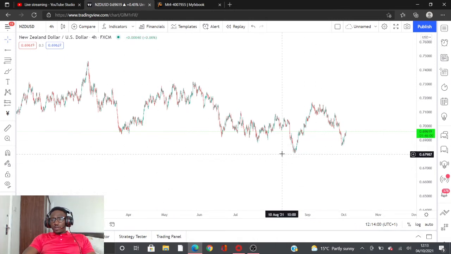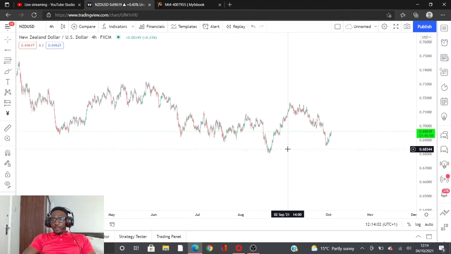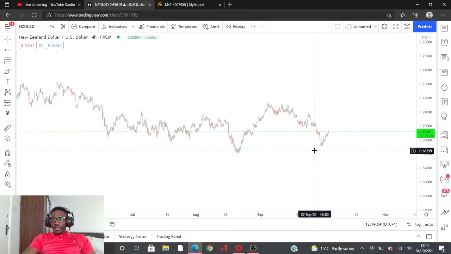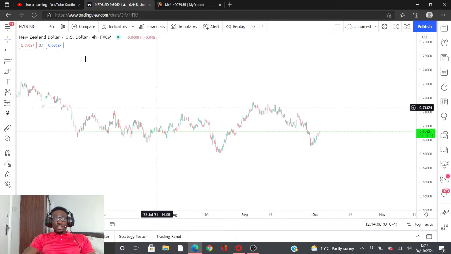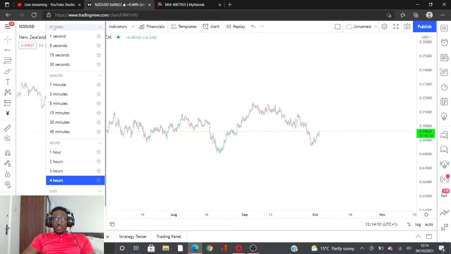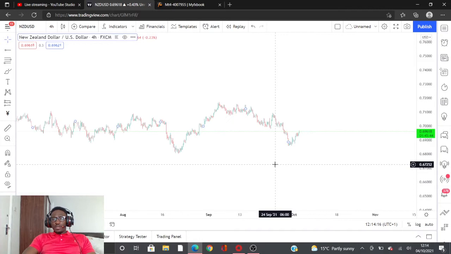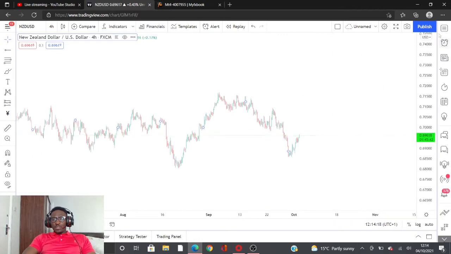This is probably the only dollar currency pair that's showing signs of bullishness compared to the GBP USD. The GBP USD is bearish. I wouldn't say it's bearish, but I think in the short term we are gonna get some more bearish movements.